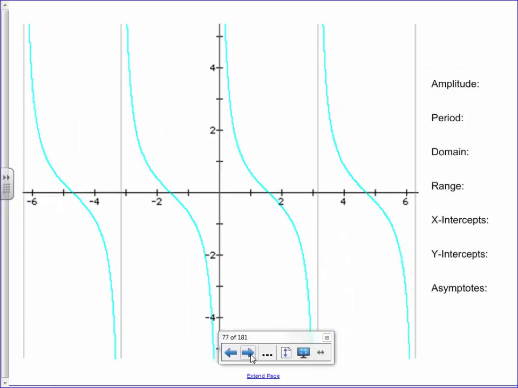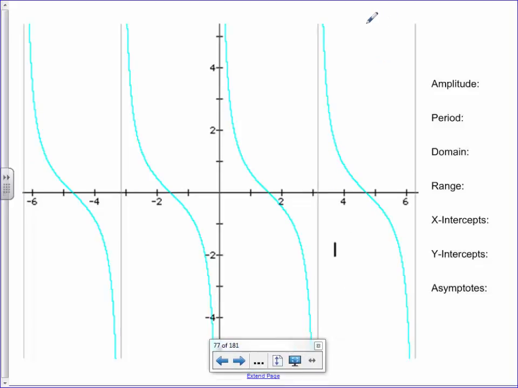I'd like to skip ahead. I want to show you guys the cotan graph. It's the last one on here. This one is cotan.